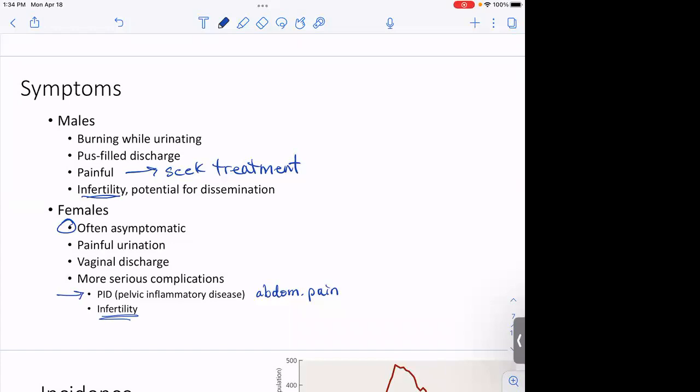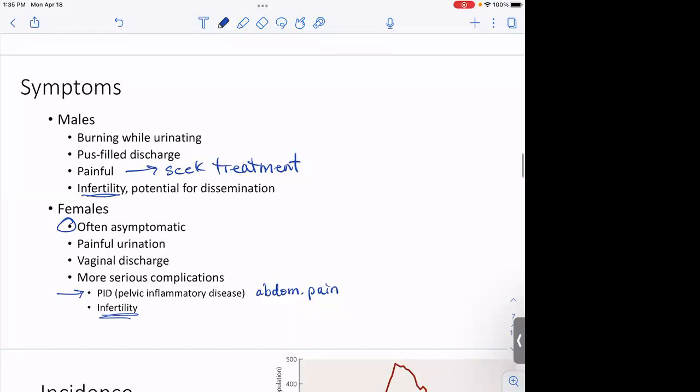The symptoms are quite different between males and females. Males usually have a lot of pain and get treatment right away, whereas in females, it's often asymptomatic. That doesn't necessarily mean that it's not a problem. It can still be multiplying and cause things like pelvic inflammatory disease, which can lead to infertility. It can lead to infertility in males too, but they usually get treated, and it doesn't usually get that far. Okay, so that's kind of where we ended last time with the symptoms.